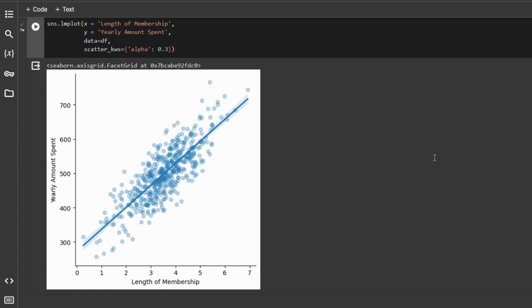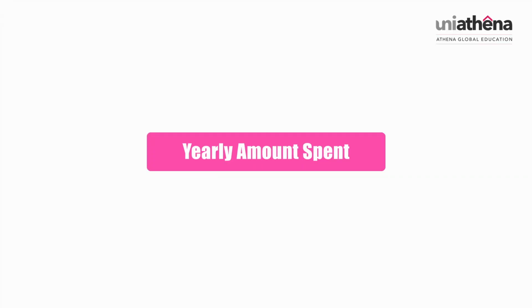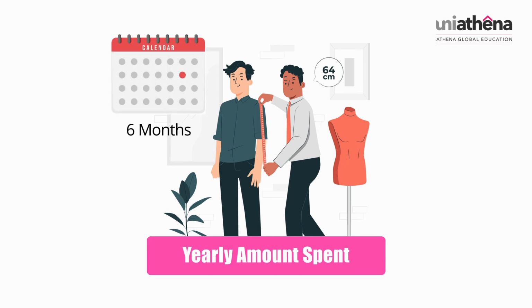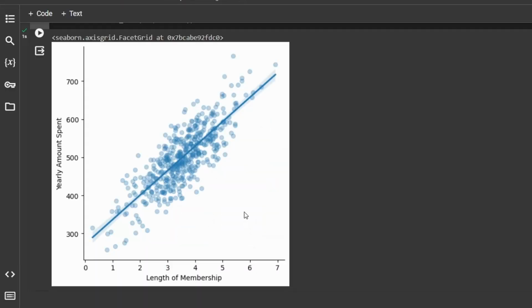For example, we need to predict the yearly amount spent by a customer that has had a membership length of 6 months. Using the regression line, we can predict that the possible amount spent is somewhere between $600 to $650, approximately around $640. This value is pretty close to the actual values present in the dataset for the given length of membership. Here we understood the best fit line for two variables in the dataset.